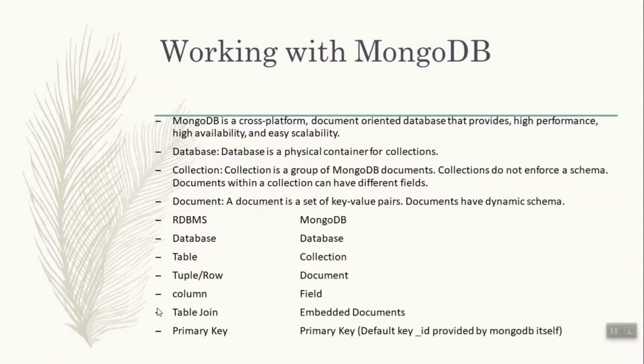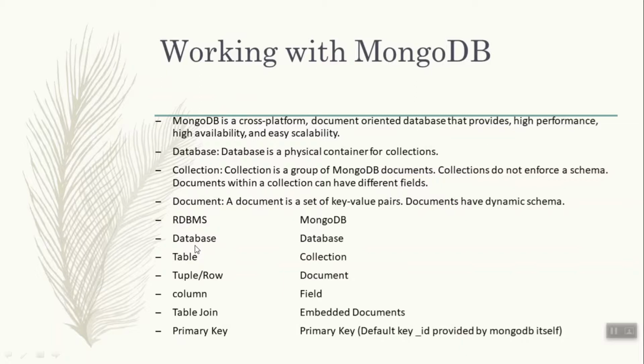Collections do not enforce a schema. Like in the previous RDBMS, we had a schema, that was, we had a structure of the database. But here, the documents do not have any schema or structure. They can have many different fields in the same collection. A document is a set of key-value pairs which have a dynamic schema.